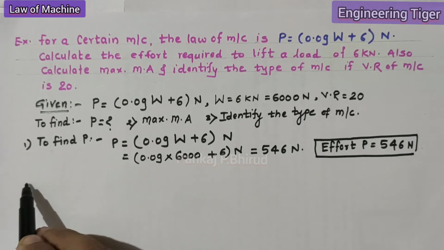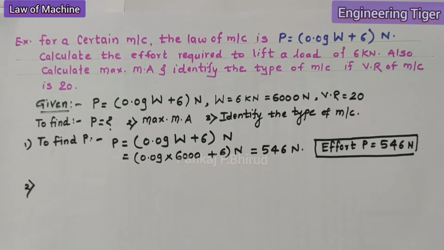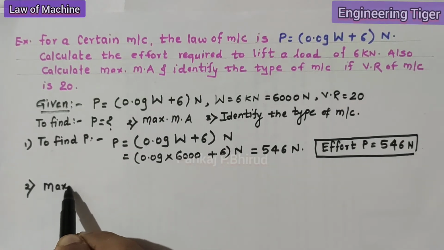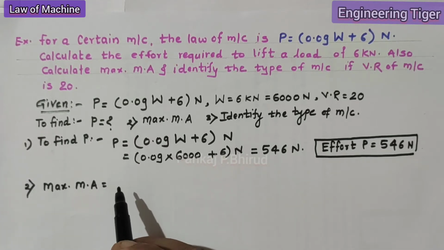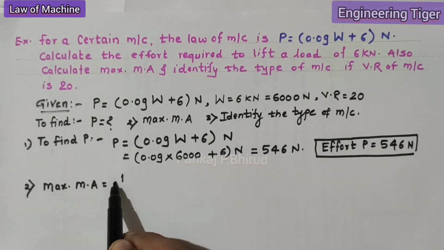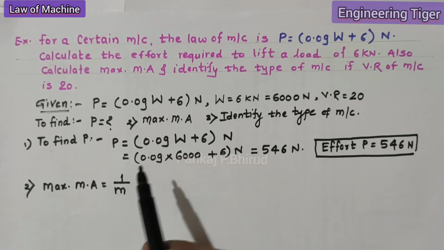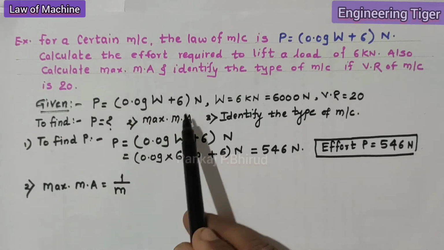Now second, maximum MA. So the maximum MA formula is, maximum MA is a reciprocal of the slope of line. So maximum MA is 1 upon m. But in this example we don't have m directly, so we will compare this law of machine with the standard one.